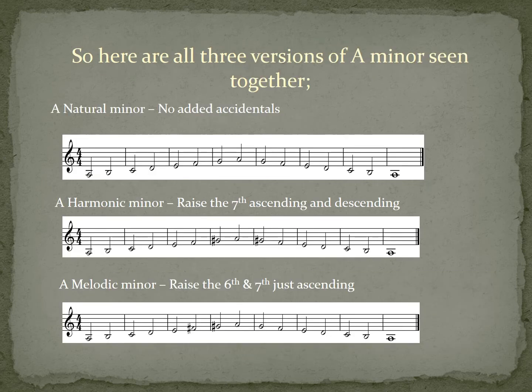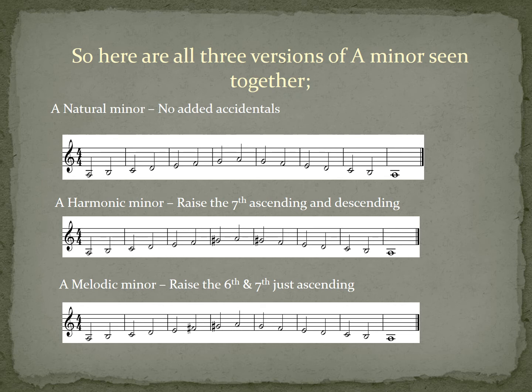So here are all three versions of the same minor scale, the same A minor. You can see from the first one, the natural minor, we write the notes from the tonic A up to the tonic A and back down again. We go up 3 steps to find the relative major, which is C major, no sharps or flats, so that's why there aren't any in the key signature.